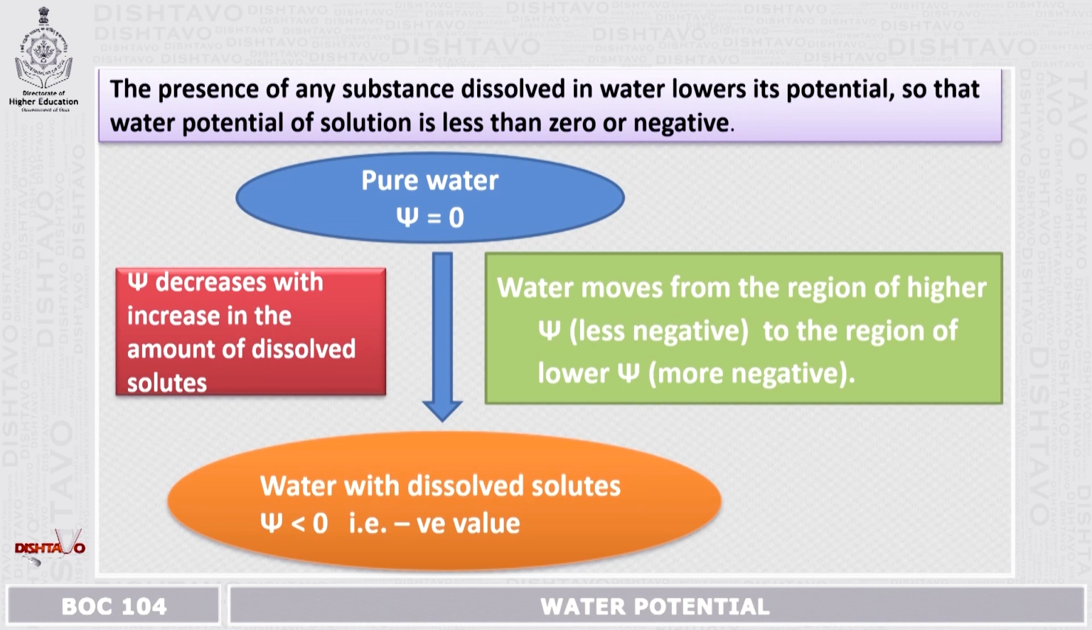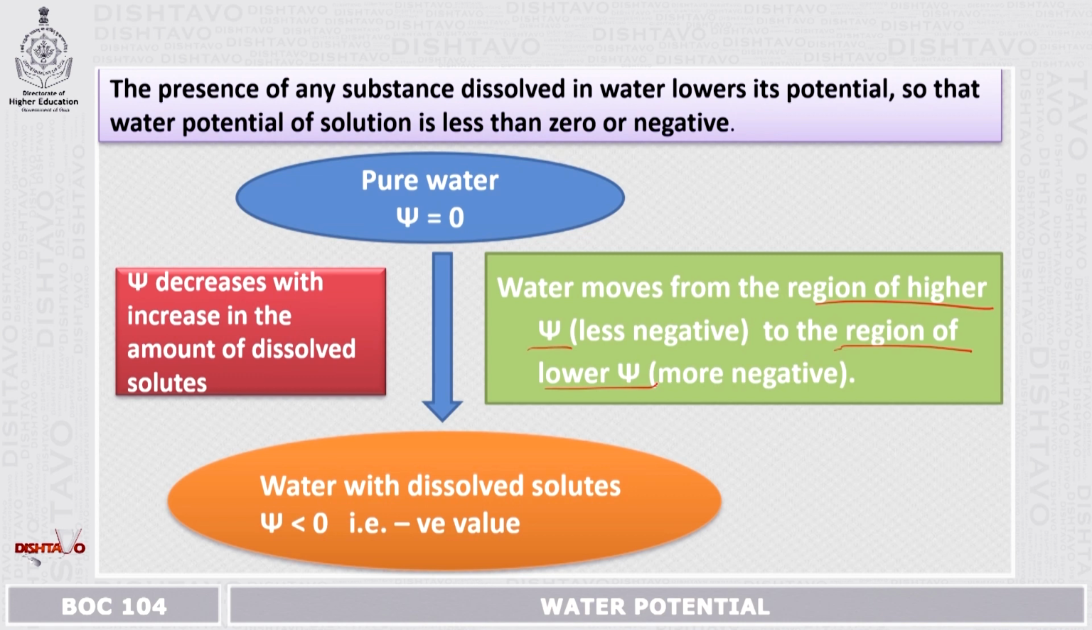Now suppose we have pure water. The water potential of pure water is 0. And suppose solutes are added to the pure water. Then because of the dissolved solutes, the water potential will be less than 0, that is, it will have a negative value. So water potential decreases with the increase in the amount of dissolved solutes. And water always moves from a region of higher water potential to a region of lower water potential.